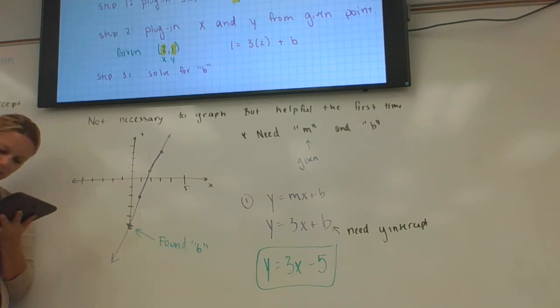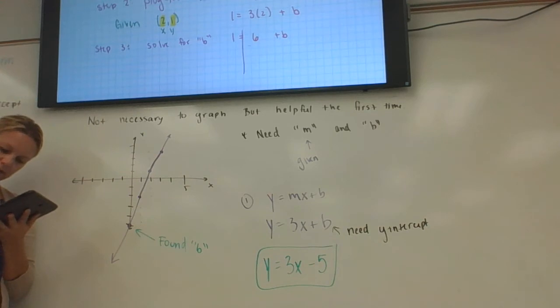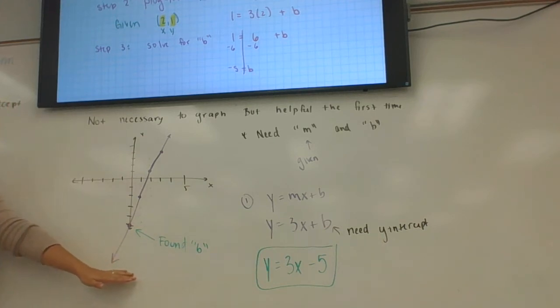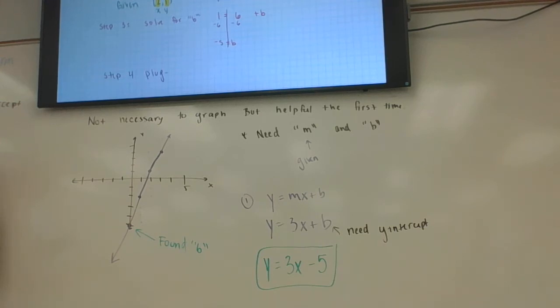So let's solve this equation. It's going to be 1 equals 6 plus b. We're very close to finding b. Subtract 6 from both sides. And negative 5 equals b. So my graph was right. Negative 5 is b. I started with the picture, and now I'm doing it with algebra. So step 4, plug in b. So y equals 3x minus 5.